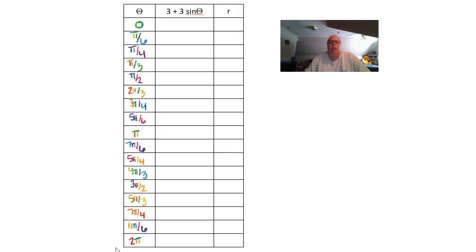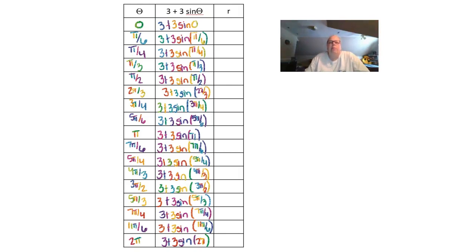All right, so here are all my angles from the unit circle. Now I am going to put 0 in for theta, and I'm going to take each one of these angles individually and put it in for theta. And this middle column is exactly what I'm going to enter into my calculator to get my output over here in my last column. So this first one, I'm going to put in my calculator 3 plus 3 times the sine of 0.